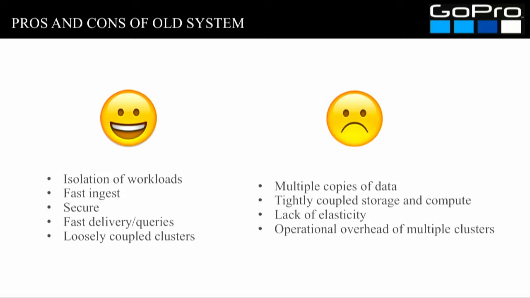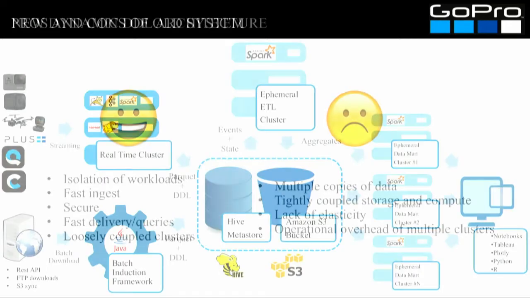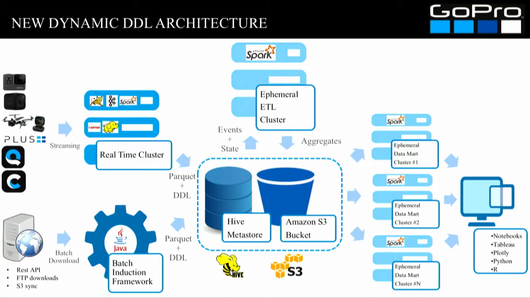Lack of elasticity. It's not very easy to add nodes. You have to deal with HDFS. Under-replicated nodes take days, sometimes a week or so, to work themselves out. And then there's just the operational overhead of multiple clusters, 3 production clusters that you're dealing with constantly. So with that, we began working on, and actually have running in production today in parallel to our 2.0 platform, our 3.0 platform, which we call the dynamic DDL architecture.